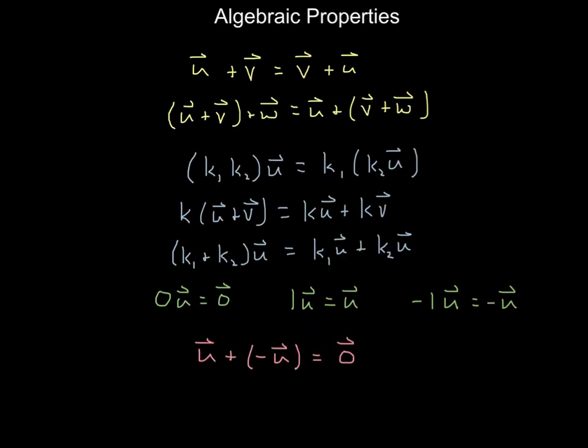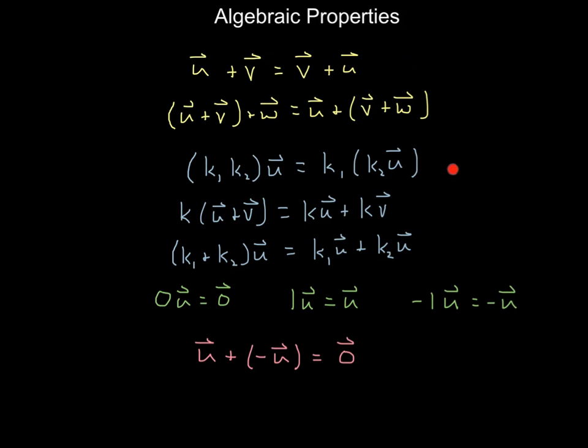Next, we have some algebraic properties, and these should be somewhat familiar to you. The first property here is that vector u plus vector v is equal to vector v plus vector u. In other words, vector addition is commutative, and in the second one, it is associative as well. So the group, we can change the order, and we can group them in different ways.